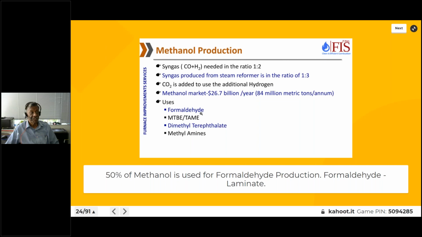The uses we just talked about: formaldehyde, MTBE and TAME are the anti-knocking agents in the gasoline. DMT is again a plastic raw material, and methylamines. So these are some of the uses.